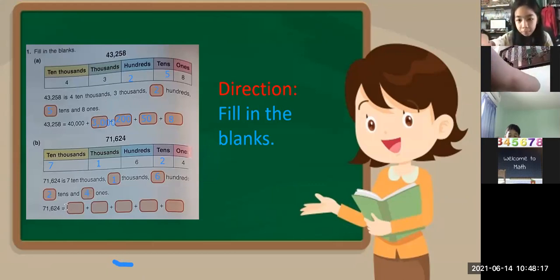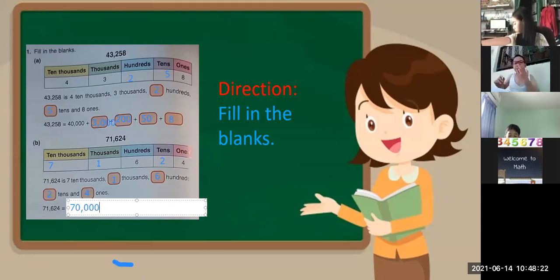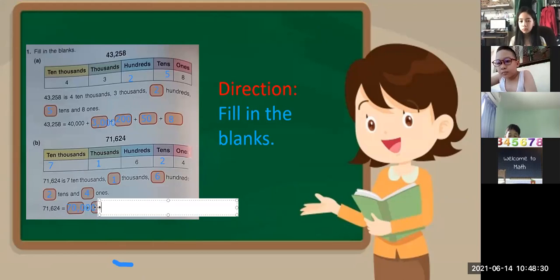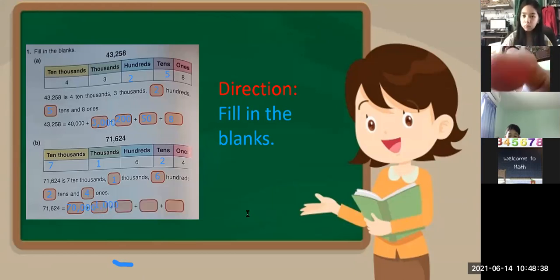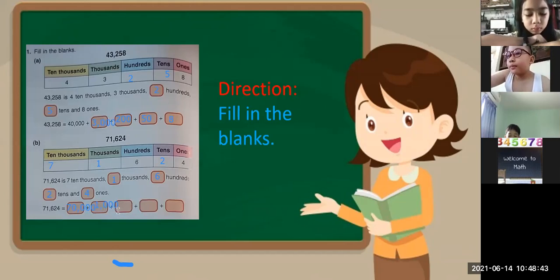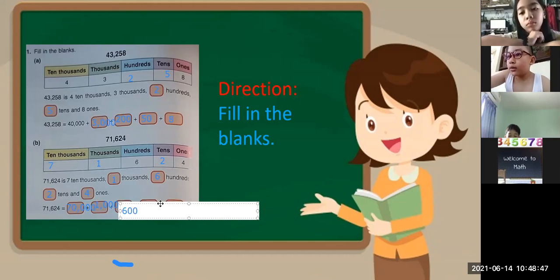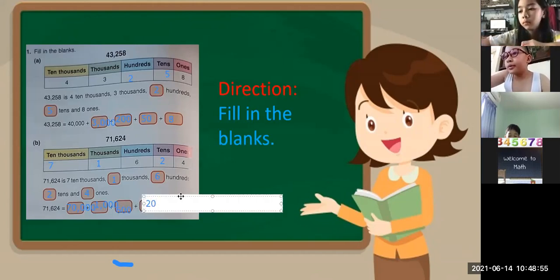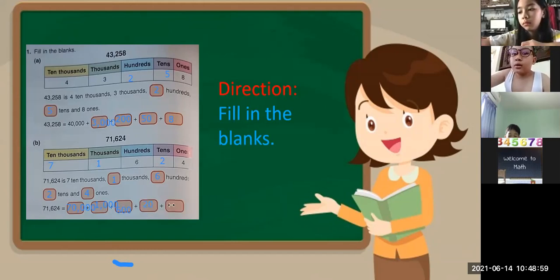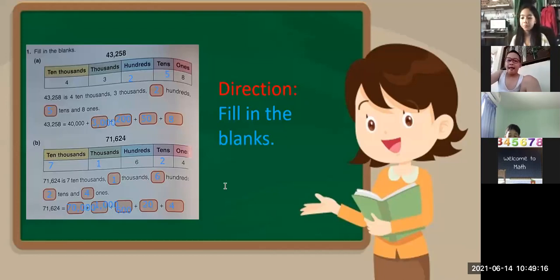Now here we go. In expanded form, the answer here is 70,000. And the next box is 1,000. Again, first one is 70,000 plus 1,000. Next number here is 600. And the last number here is 20. And then number 4. It's very easy, right? Just like when you were in grade 2. But in grade 2 it is up to only 1,000. But here it's up to 10,000 or maybe up to 100,000.